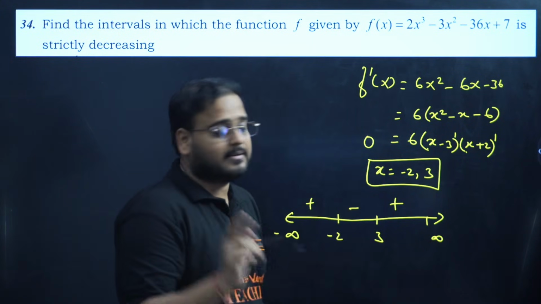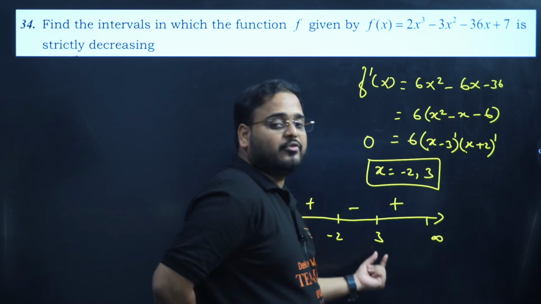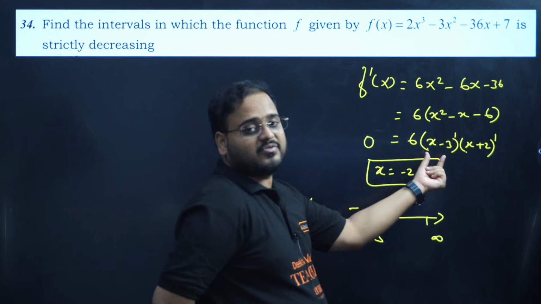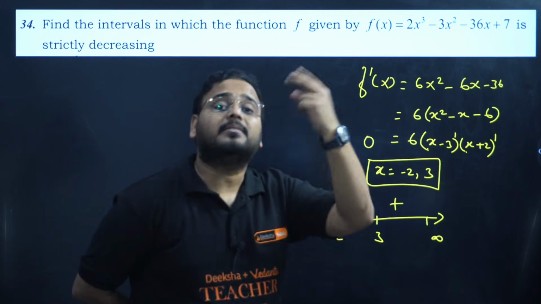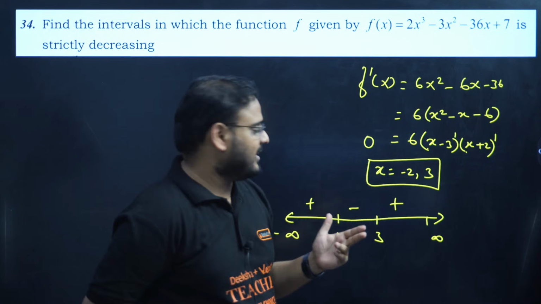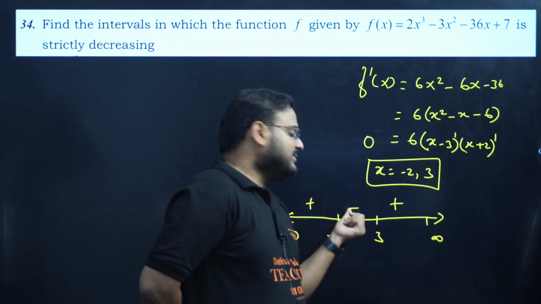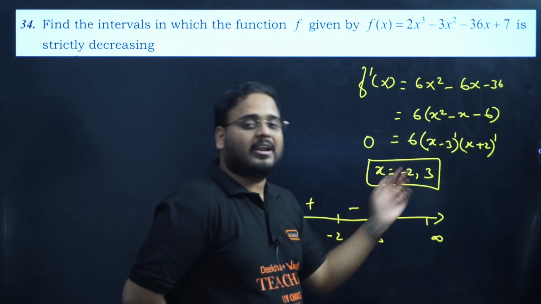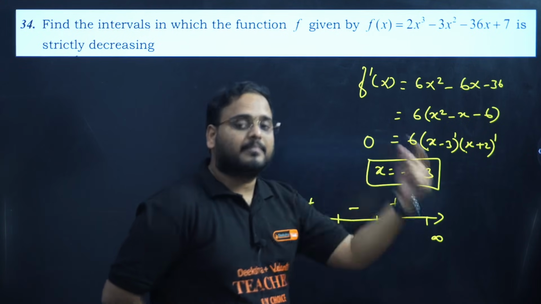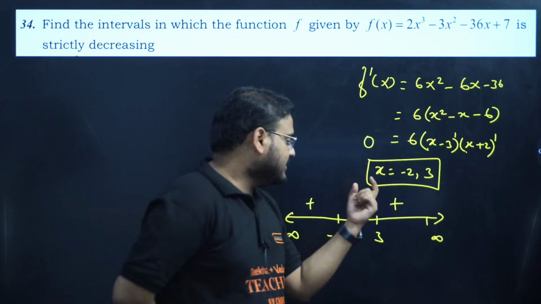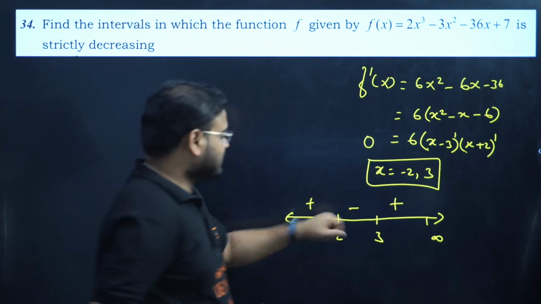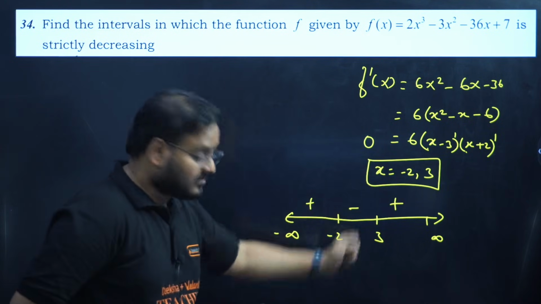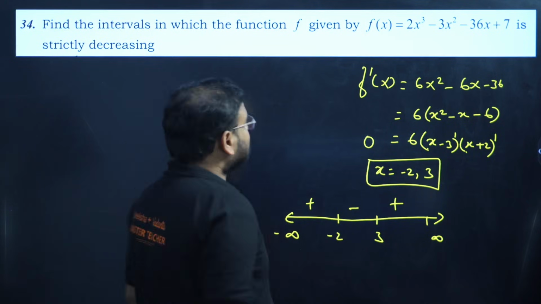I'll repeat what I said. Where is the value 3 coming from? The factor x minus 3. If you had x minus 3 power any even number, 2, 4 or anything as such, then you will have to take plus and plus. There will be no sign change. If the factor from where you're getting the value has the power or the index as an even number, the sign will remain the same across that particular critical point. Okay, so this is the result I'm looking for.